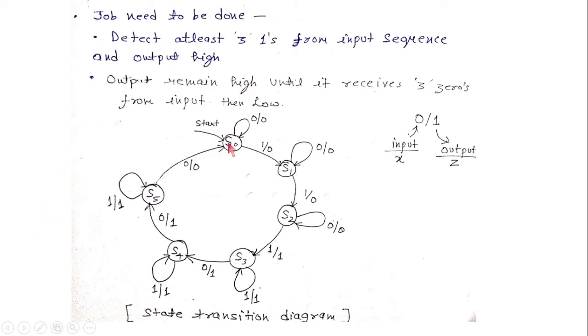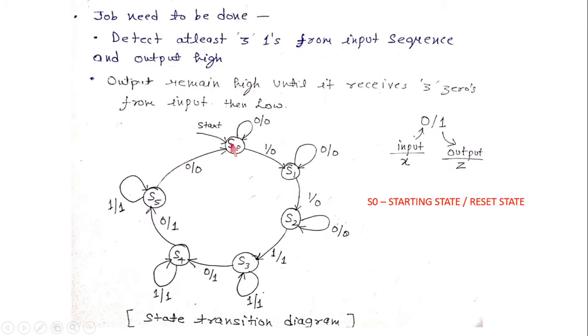First I will start from state 0. What is state 0? State 0 is a starting state or reset state. When we are in state 0, let's look at what 0/0, 1/0 means. The left side denotes the input and the right side denotes the output of the system. So when we are in state 0, if we get 0, it does not fulfill the criteria we need in the circuit, so it will remain in state 0.